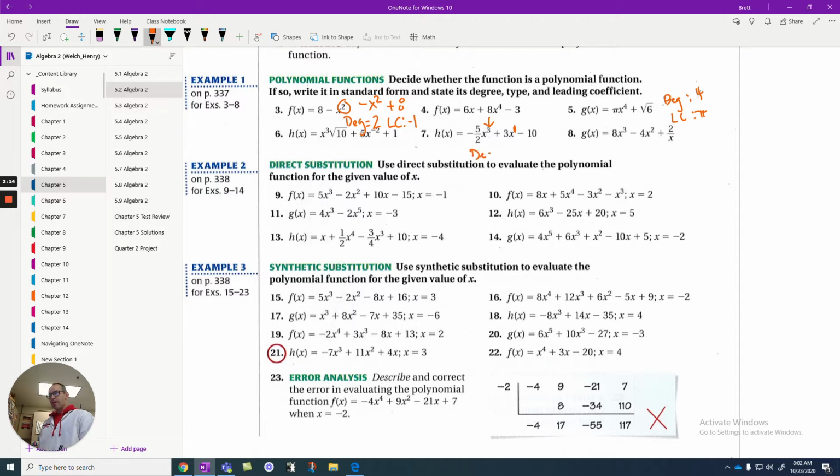My degree is my biggest exponent, which should be 3, and my leading coefficient is the number in front of that term, which is negative 5 over 2. Again, we're just looking for the number in front and the biggest exponent. And we use that information later in the homework to be able to determine how graphs would look.